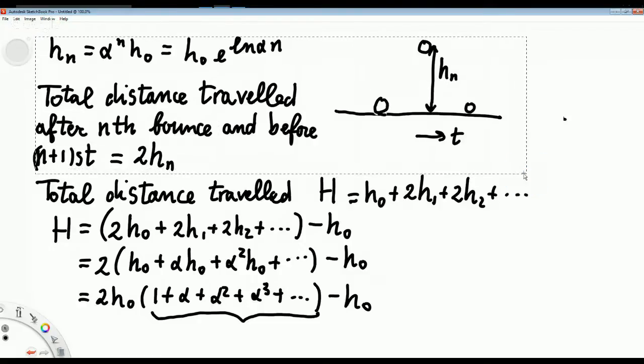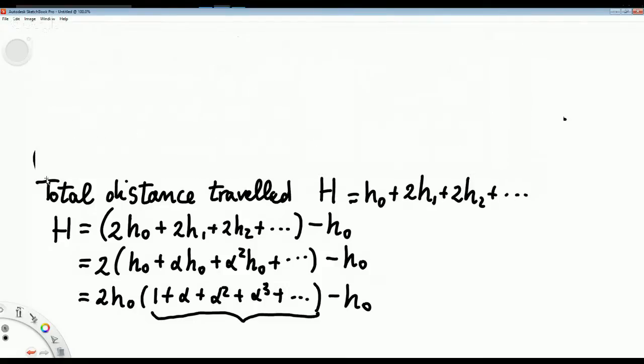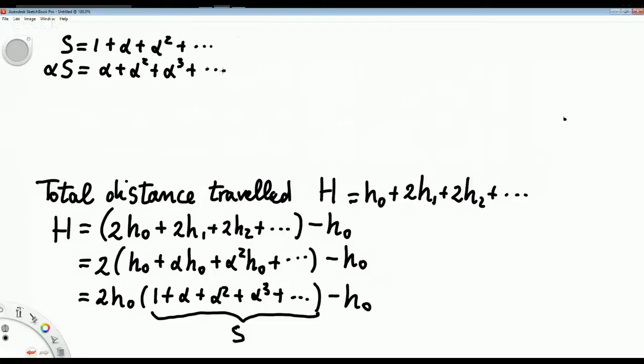If you've done this in maths, you may well have met this as the sum of a geometric series, but let me repeat the calculation for you. So how do I calculate this, which I'm going to call S for now? Well, S is 1 plus alpha squared plus dot, dot, dot. Therefore, what happens if I multiply both sides by alpha? Well, I get alpha S on the left, and then I have alpha plus alpha squared plus alpha cubed plus dot, dot, dot on the right.